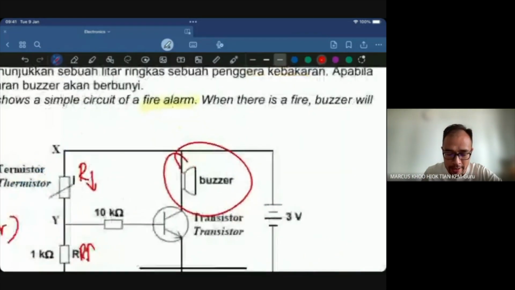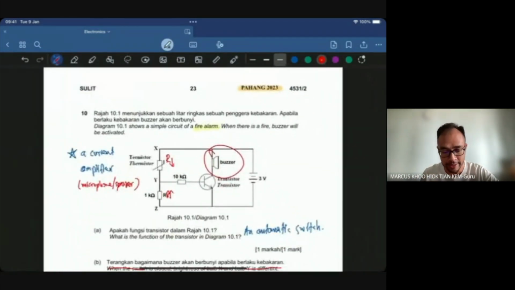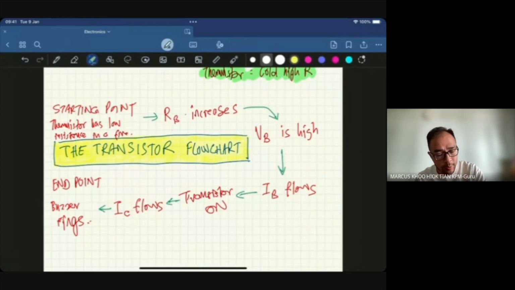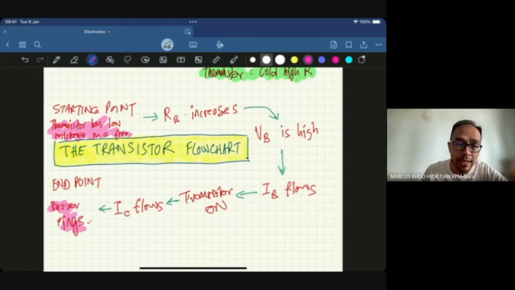Our endpoint is the buzzer. The buzzer rings. Okay, so the only things that change are our starting point and our ending point. Everything else in between should not change. That is what makes the transistor circuit very easy to do, because even if you only state the starting point and the ending point, everything else in the middle gets you at least 2 marks. You can get the 2 marks.